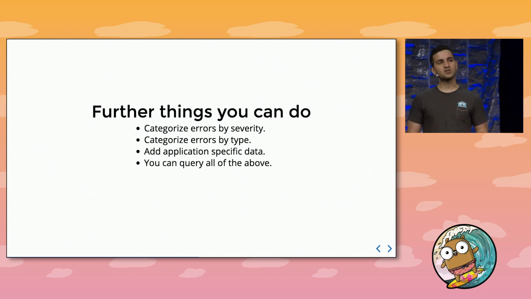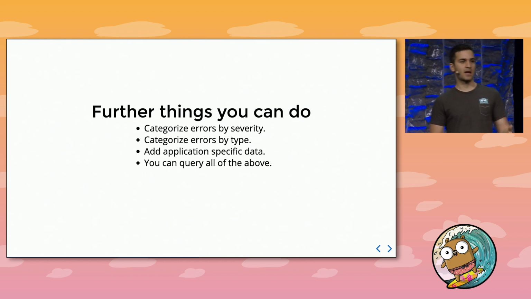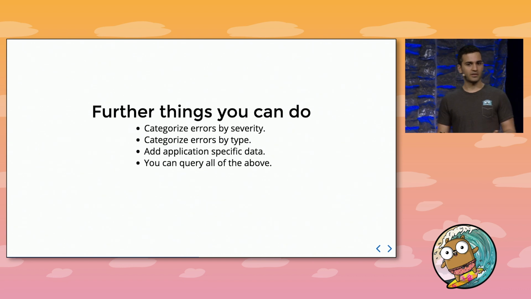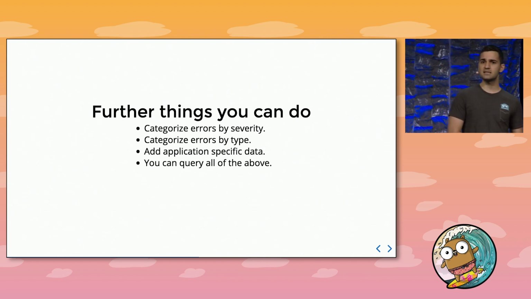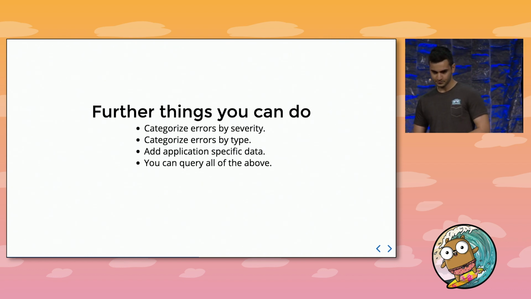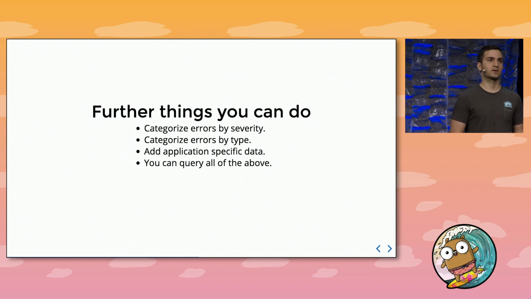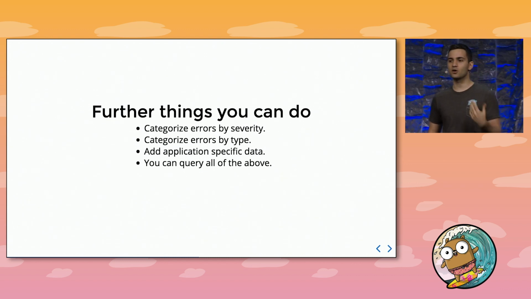You can add application-specific data. It shouldn't stop at just the typical things. If you're writing a food delivery app, you should probably include things like the restaurant ID, the zip code, or where things are. Most importantly, in my opinion, from what I've learned, you can query all the above.